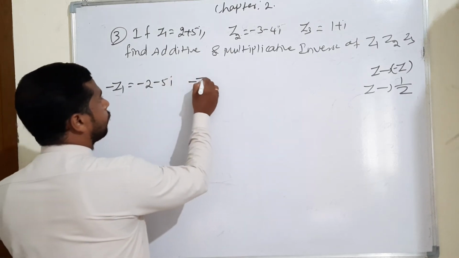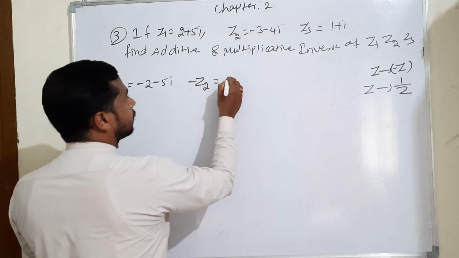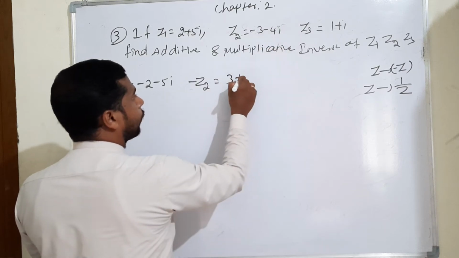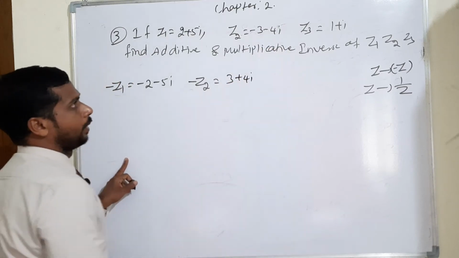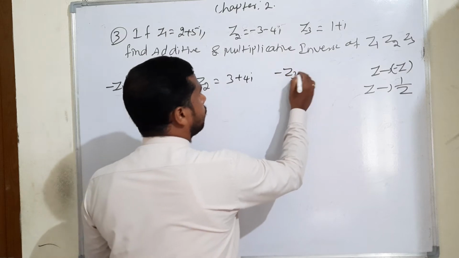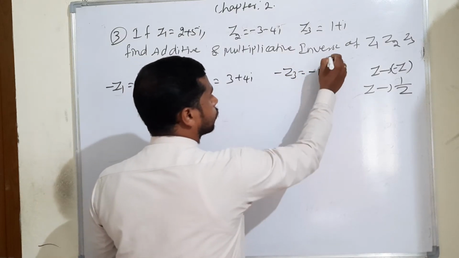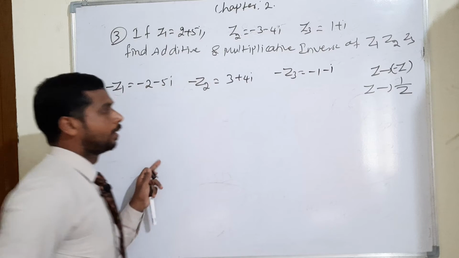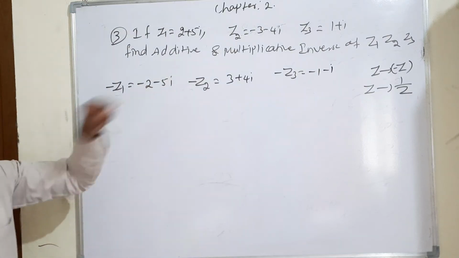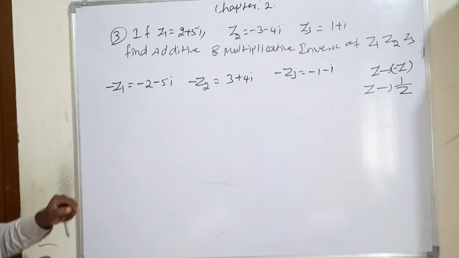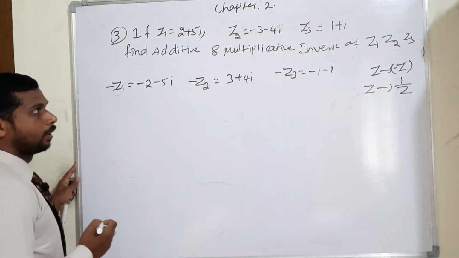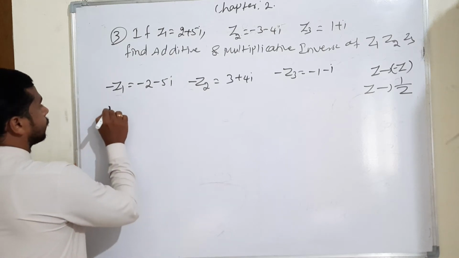Then what is minus z2? Minus 3 is there, so positive 3; minus 4i is there, we can write it as positive 4i. Then minus z3: plus 1 means minus 1, plus i means minus i. That is, the additive inverse is over. Moving to multiplicative, that is important. Look at there, some different steps will also come. Okay, multiplicative inverse.